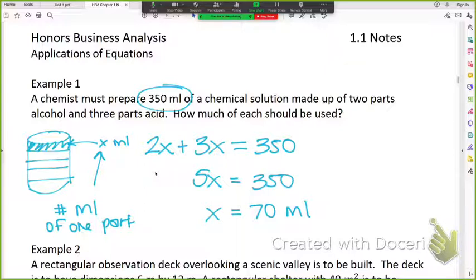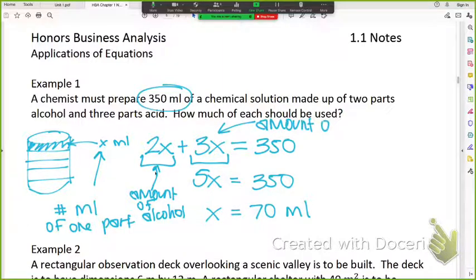Now, how do I find out how much alcohol and how much acid is used? That's where we go back to plug them into these separate pieces. That's why I set up the equation with the 2x and the 3x. This is the amount of alcohol. I think I spelled that right there. And then this is the amount of acid.